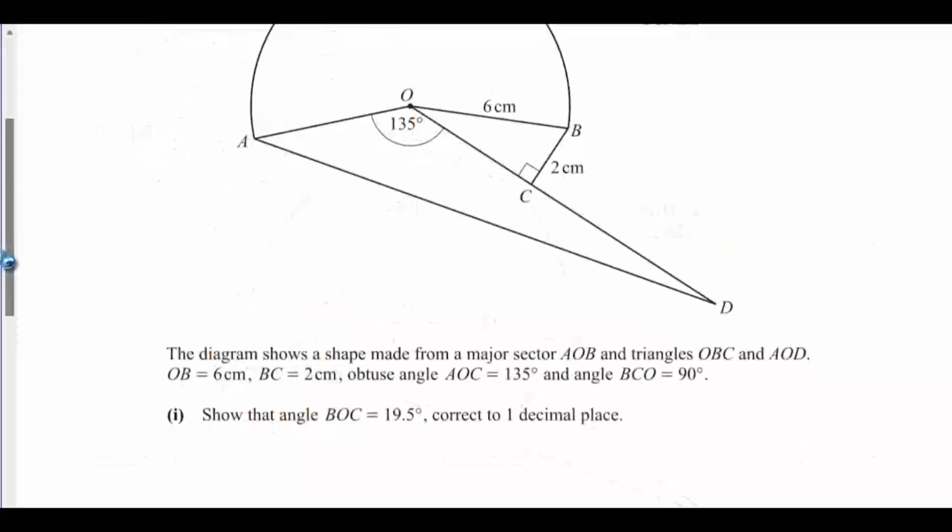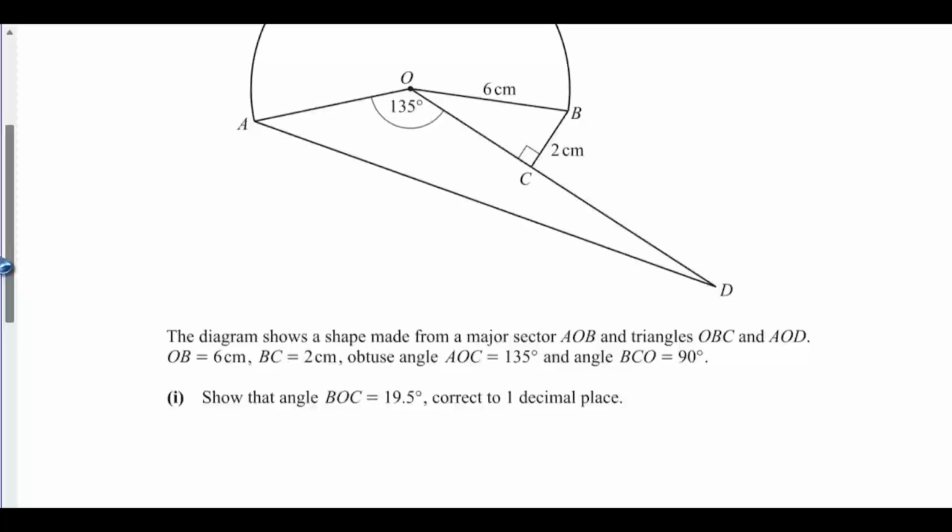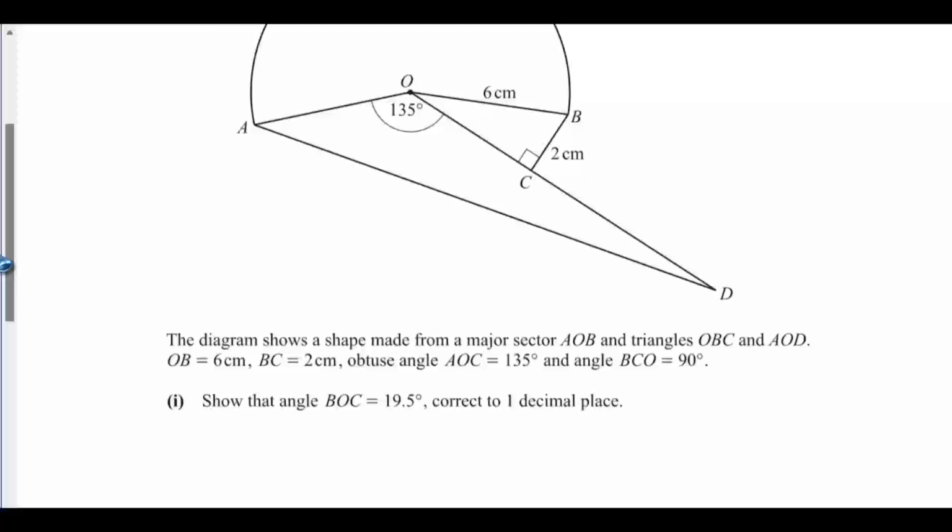The diagram shows a shape made from a major sector AOB and triangles OBC and AOD. OB equals 6 centimeters, BC equals 2 centimeters, obtuse angle AOC equals 135 degrees, and angle BCO equals 90 degrees. Show that angle BOC equals 19.5 degrees correct to 1 decimal place.